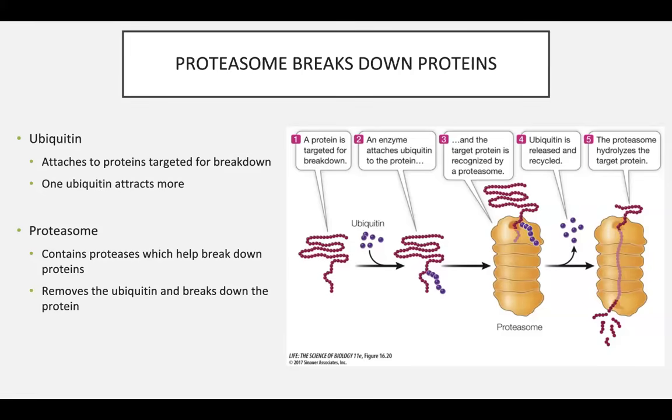That target protein is now recognized by a proteasome. Ubiquitin is released and recycled to target other proteins, and now the proteasome is able to hydrolyze that target protein. The proteasome contains proteases, which are enzymes that help break down the protein. So by adding ubiquitin to a protein, proteasomes are able to recognize that this protein needs to be broken down, and it breaks it down through proteases. And that is the final slide.